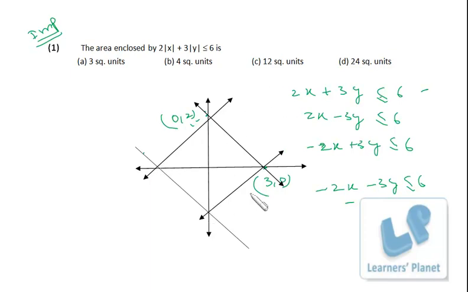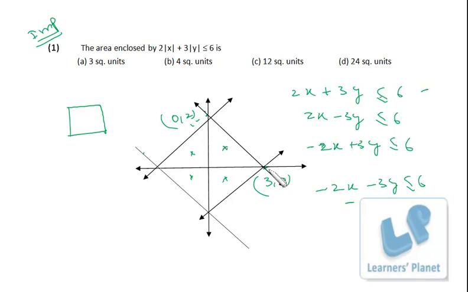Because this line is parallel to this line is parallel to this line, and this length is equal to this length, and the diagonals are intersecting each other at the origin, right? On the perpendicular, they are intersecting each other at 90 degrees, or at a right angle. So definitely it is a square. Now if it is a square, then these are four triangles of equal area, right?